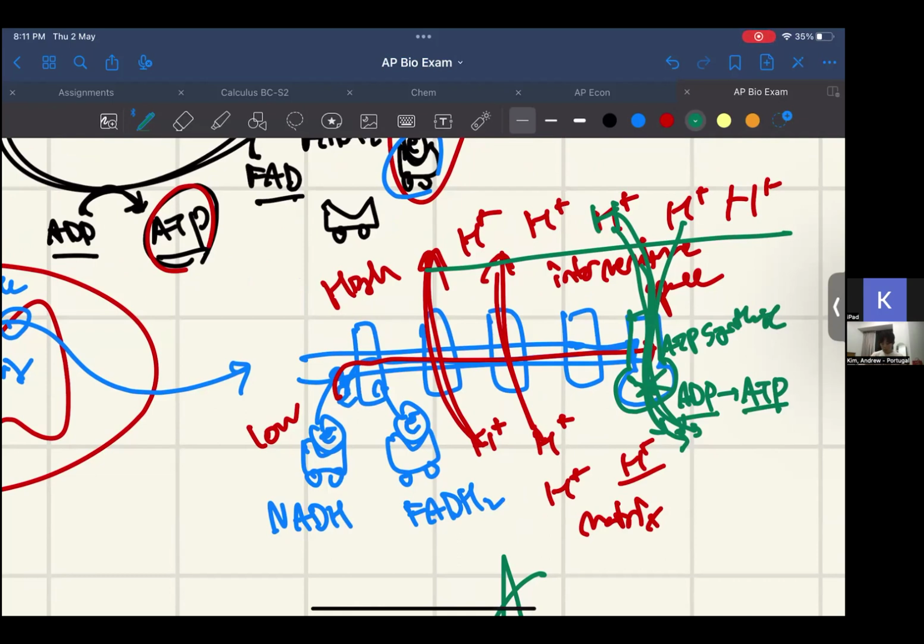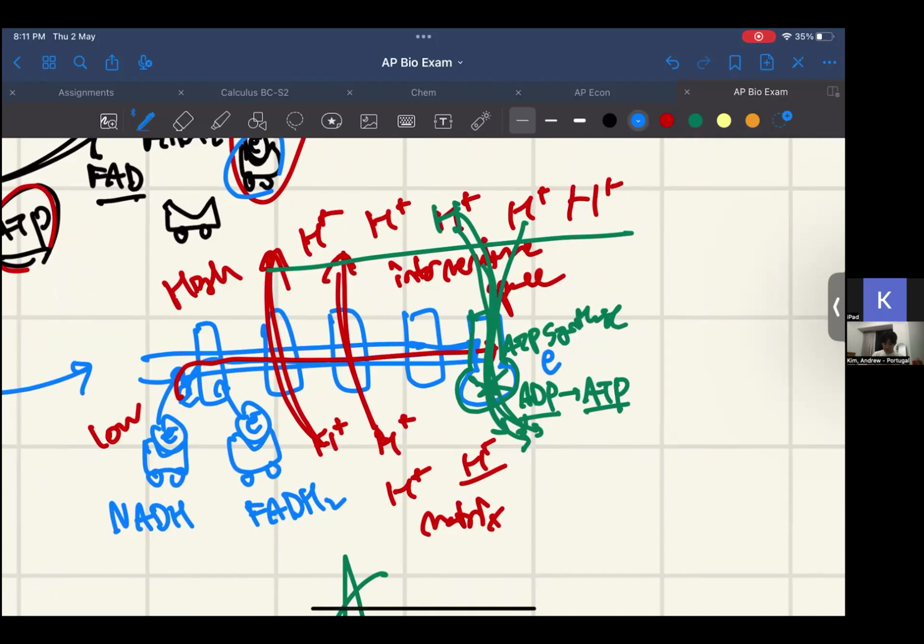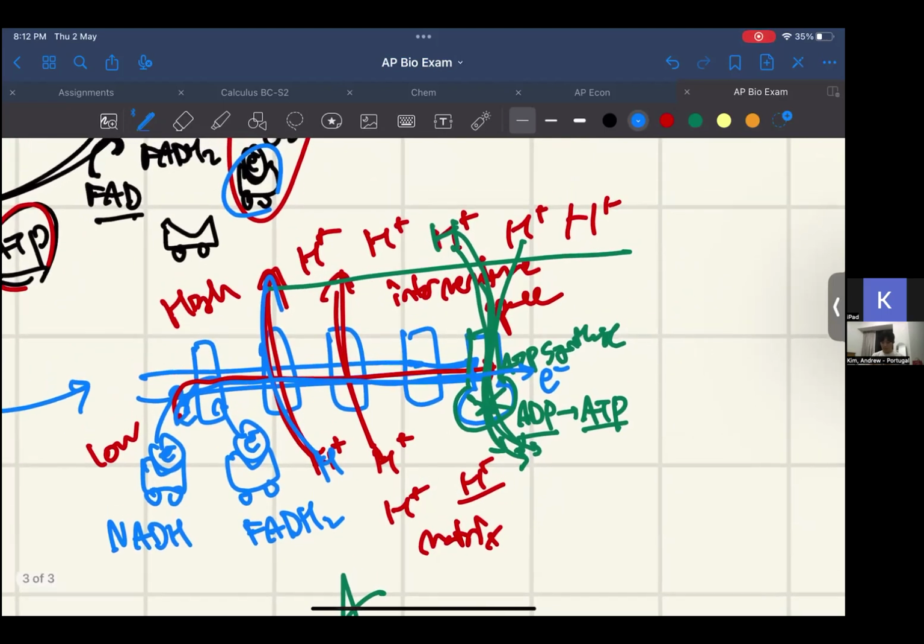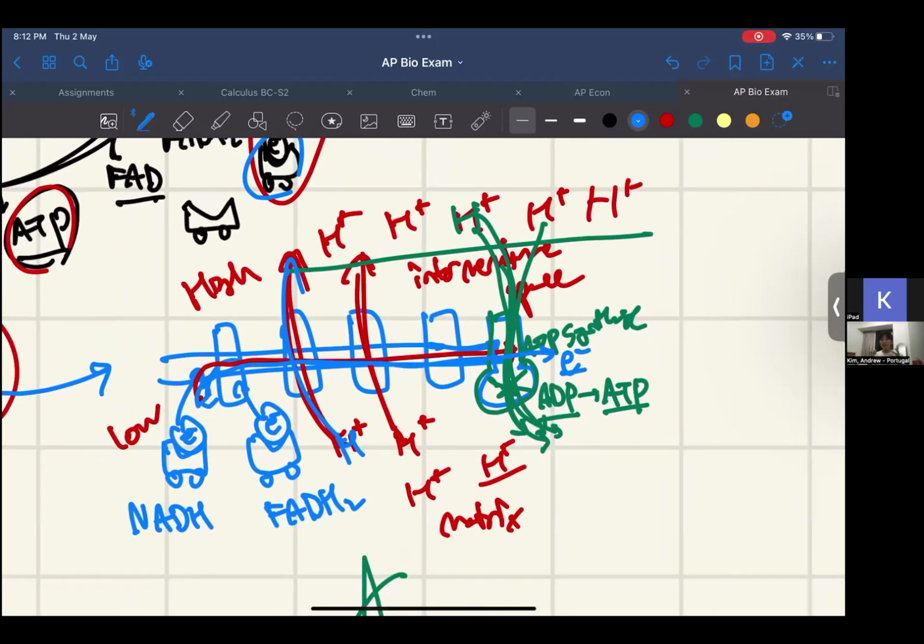Now, the last question is, what about the electron? What about the E minus, this electron that traveled through this chain, which enabled H pluses to go up? What's going to happen to this electron? Of course, we can't just leave these electrons in our body. Then we will have too many E minuses, electrons, left in our body, right? That's going to be toxic.